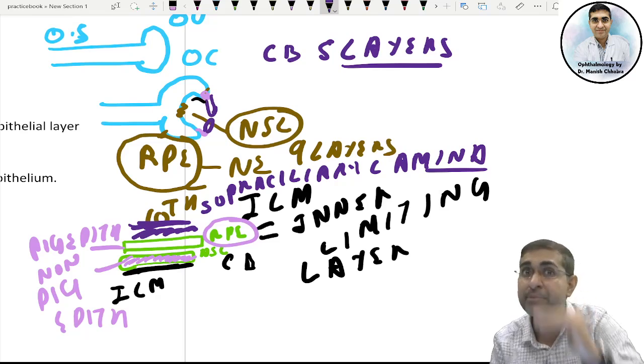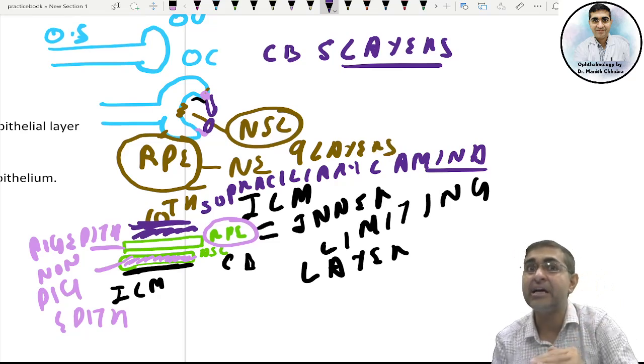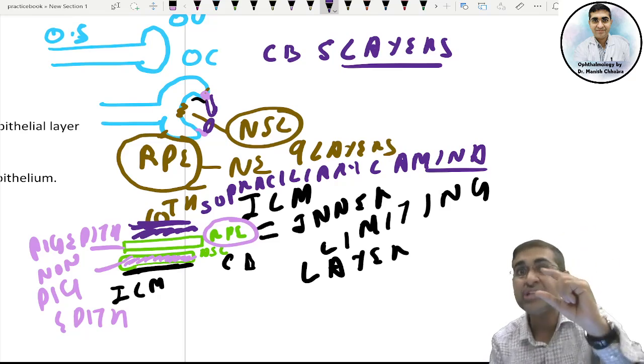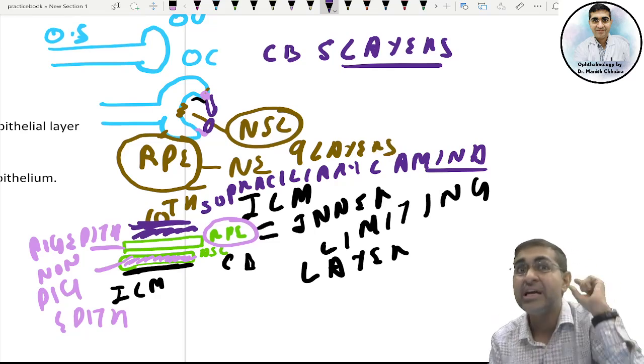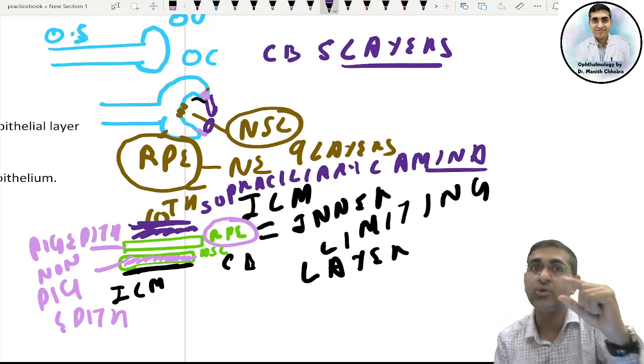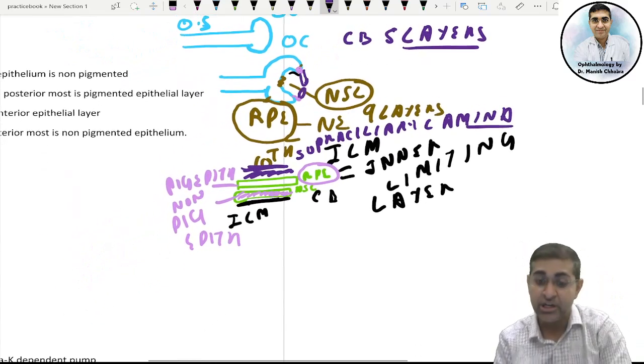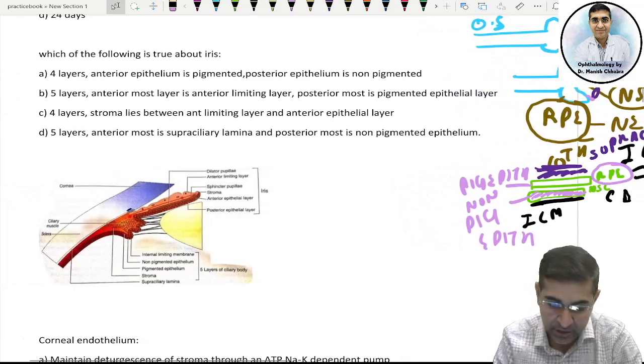Then we have got non-pigmented epithelium, the same extension of the inner 8 layers, and then the inner limiting layer, which is nothing but that neurosensory layer that had 9 layers. So one is the inner limiting layer, another is your group of 8 layers, which you call non-pigmented epithelium. So these are the 5 layers of the ciliary body.